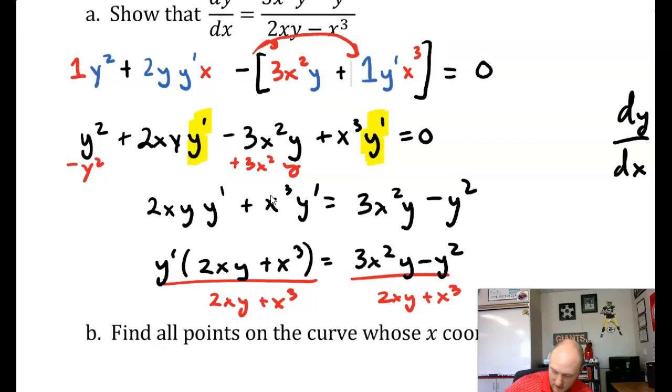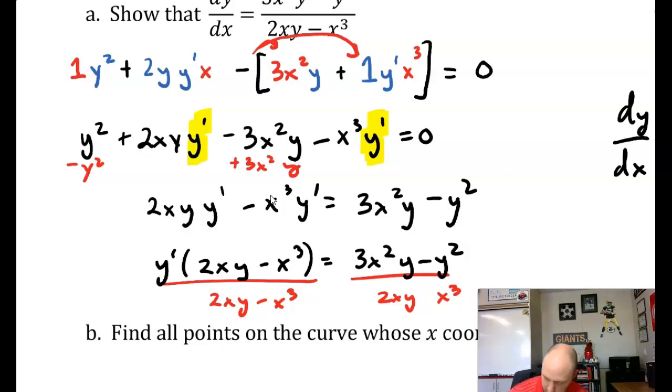Man, even the bell's mad at me. So we get a negative here. This is negative, which makes this negative. See, I told you that negative is important.